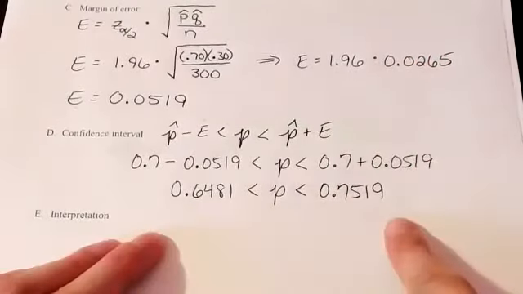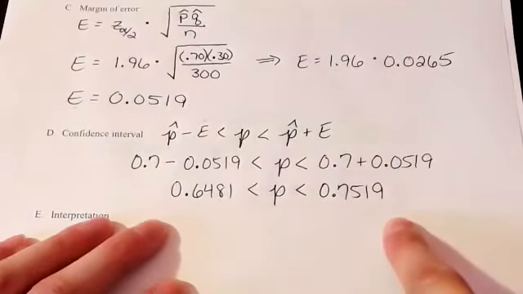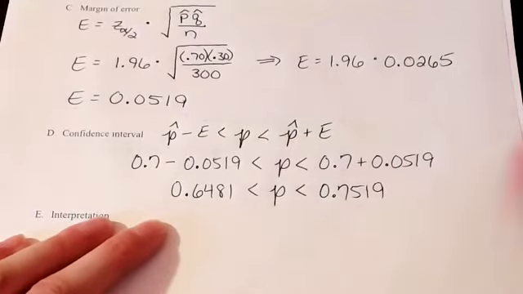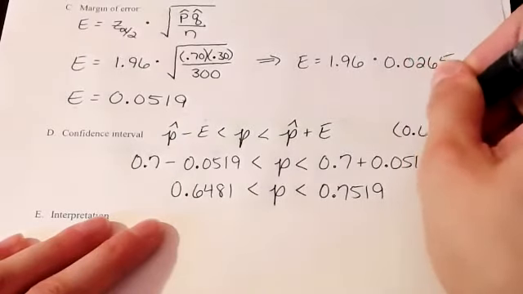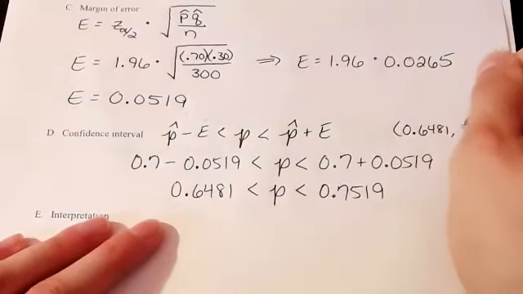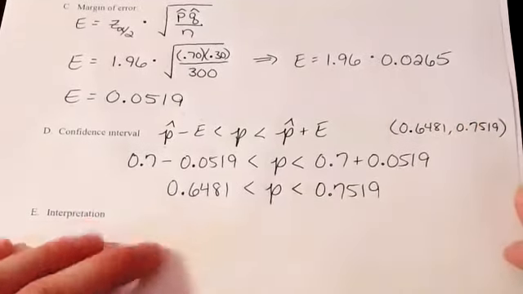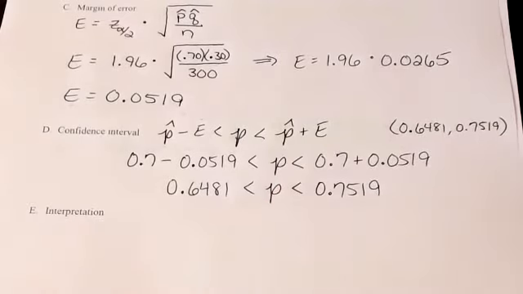We can write it as a compound inequality. We can also write this in interval notation. I'm just going to write it here just so you can see. Here we have it in interval notation. And now we're ready to write out our interpretation.